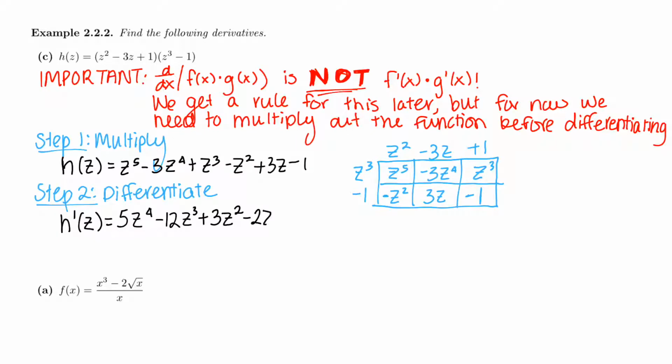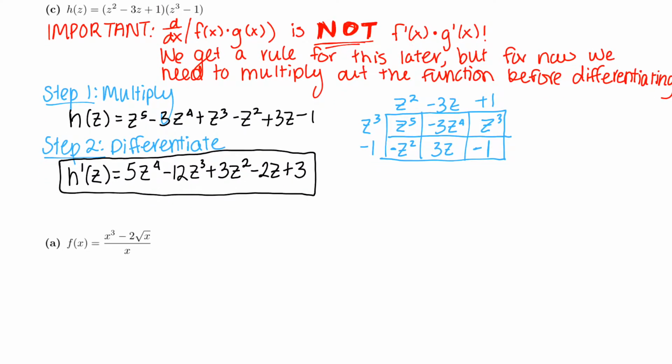Minus 2z, and then the special rule we talked about for when there's no exponent is that basically the variable just disappears, so this is plus 3. And then the derivative of a constant is 0. So this would be our derivative. Can I answer any questions on that derivative?